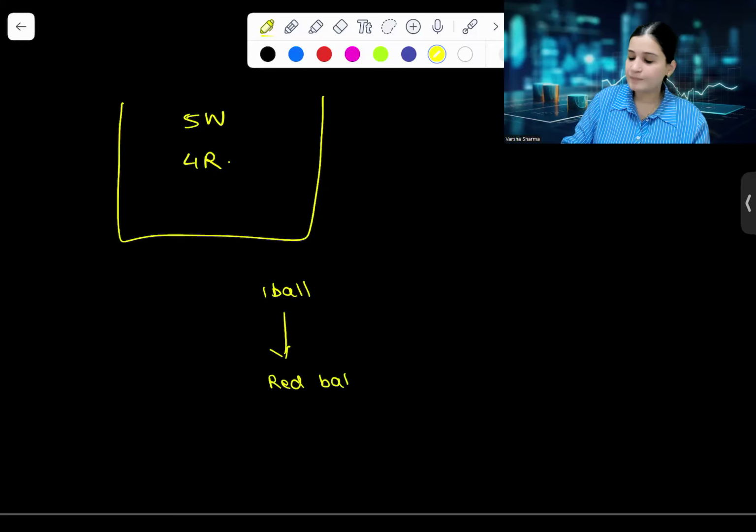Now, the first ball will happen, and then you need to pick up a red ball. Isn't this what is happening? Now, the first ball is not mentioned. Can you find the probability of the second ball to be red if you don't know what happened in the first one? No. Why? Because it will change the quantity.